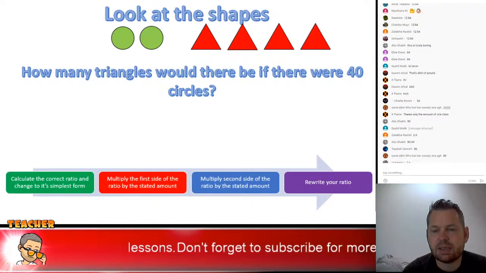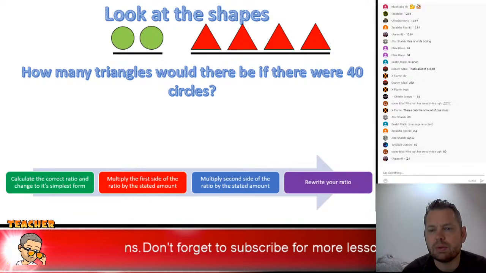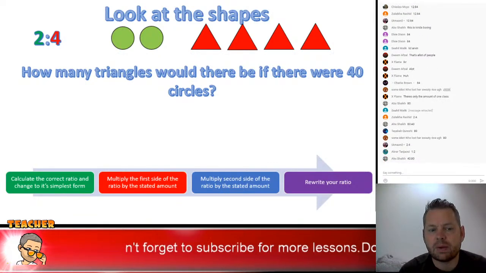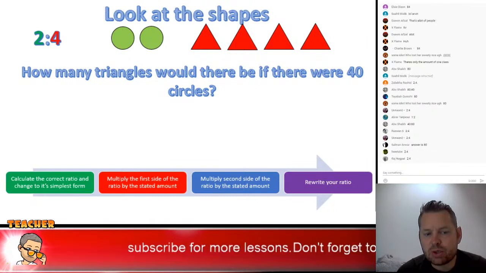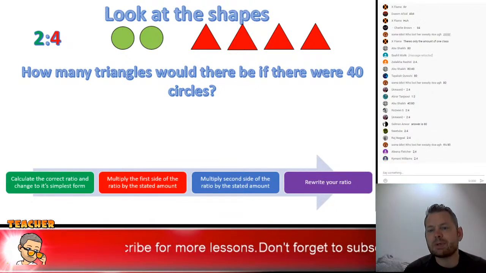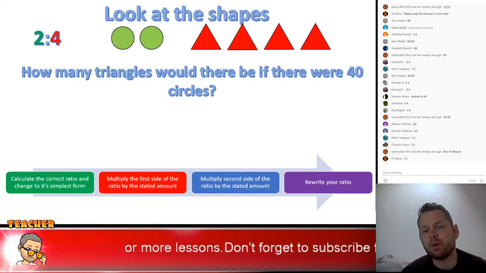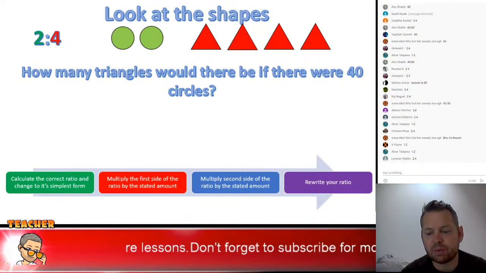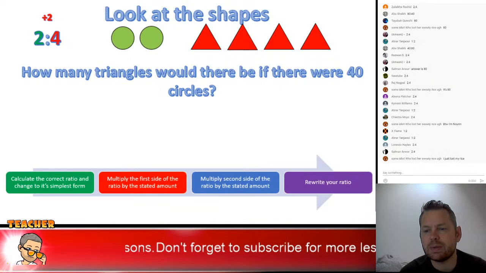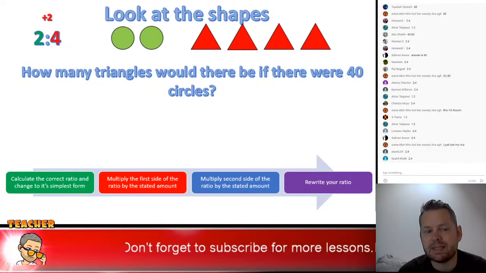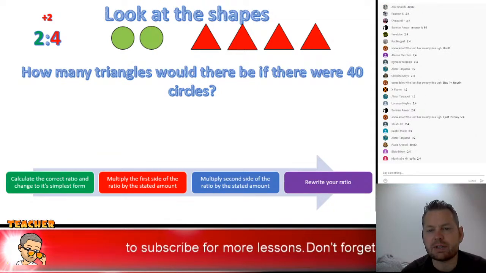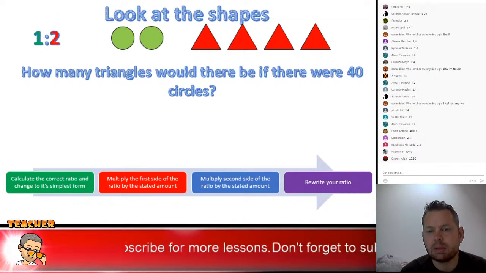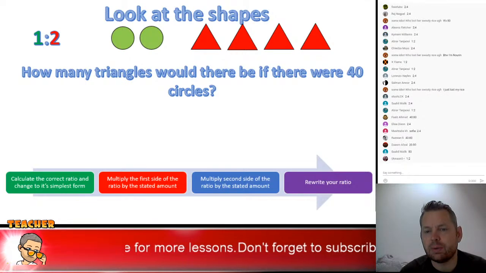Well done, Zuleika. The ratio is 2 to 4. So we have 2 circles for every 4 triangles. But as Abraz just said in the chat box, we can now simplify this ratio because both of these numbers are divisible by 2. Okay, so 2 is divisible by 2 and 4 is divisible by 2. Which means we can simplify this ratio to 1 and 2. Okay, well done, Amani.